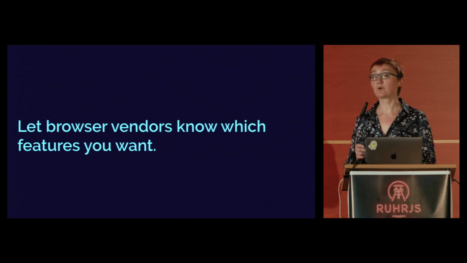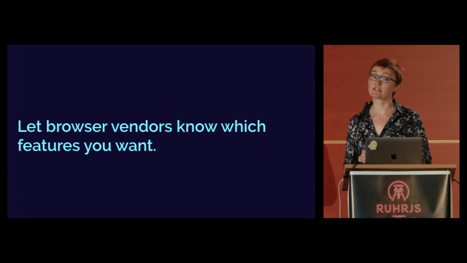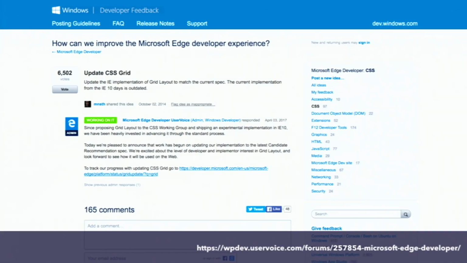It is really important for you to let browser vendors know which features you want. They're looking for this stuff. They're actually looking on the web to find out what features people are after. Some browsers have somewhere you can actually go and vote for things.